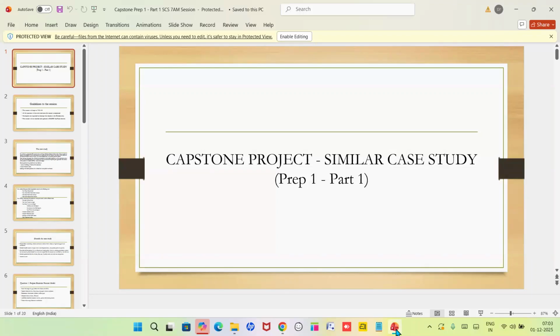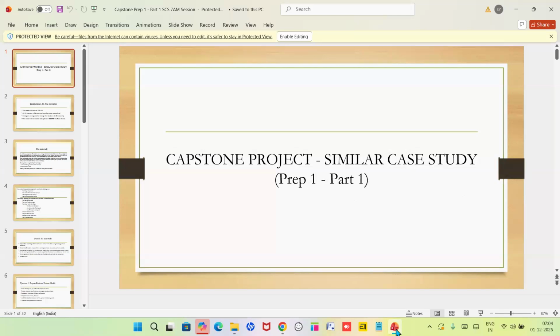In this prep 1 part 1, you will have a case study and some questions. You need to go through that case study and answer those questions based on it. So before answering the questions, you need to analyze the case study provided by the COEPD. As of now, I'm explaining how to analyze a case study and how to answer the questions.